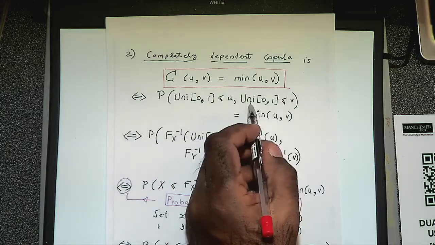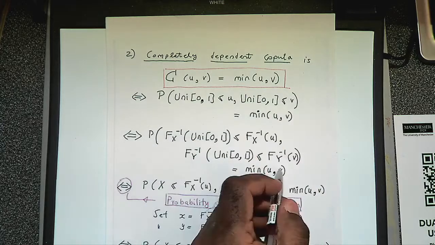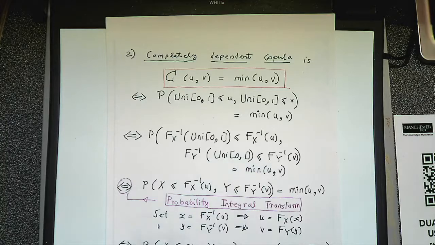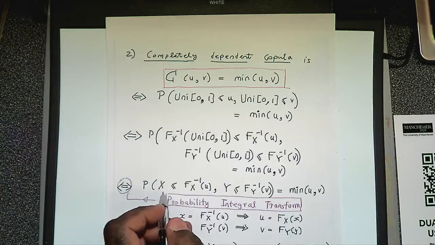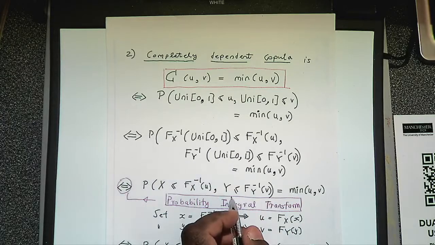And again, on both sides of this inequality, the inverse function of y. All right, now again, by the probability integral transform, what you have here is equal to x, and what you have here is equal to y. Okay? You guys following me?